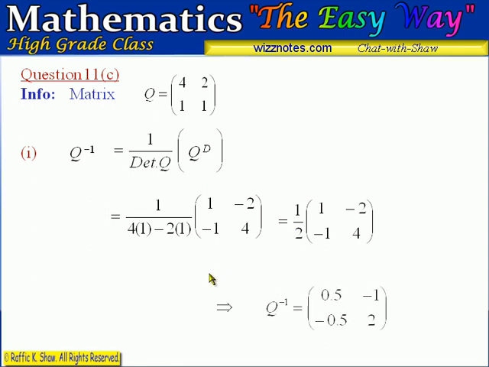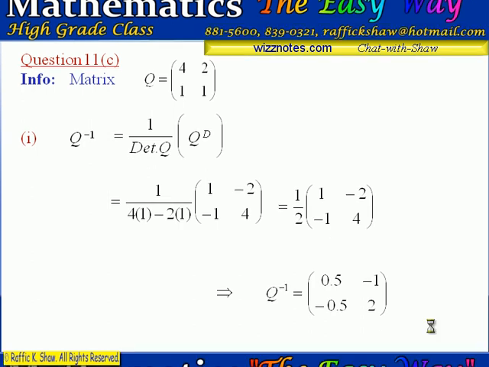And the result of that multiplication is that Q to the minus 1 becomes 0.5, negative 1, negative 0.5, and 2. That's because a half multiplied by 1 is 0.5. A half multiplied by negative 2 is negative 1. A half multiplied by negative 1 here is negative 0.5. And a half of 4 is 2. And that's the result for Q to the minus 1, the inverse of the matrix Q. So that's part 1 of question 11C.